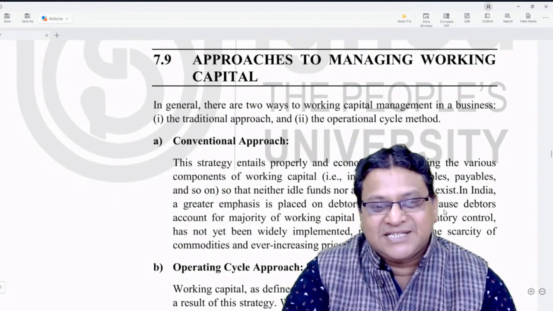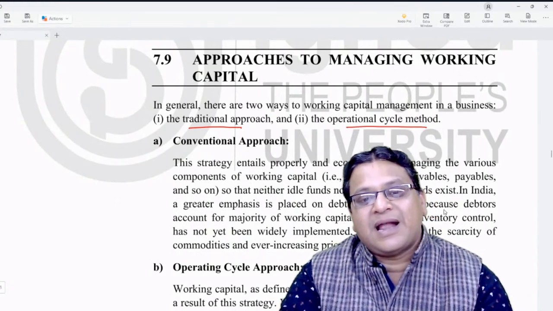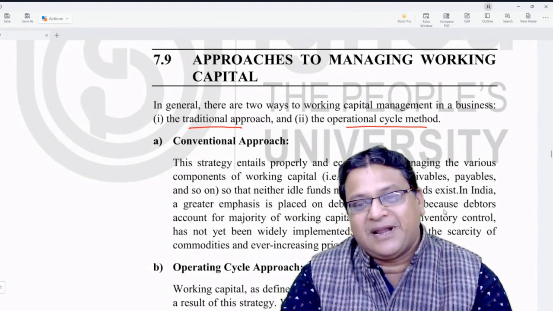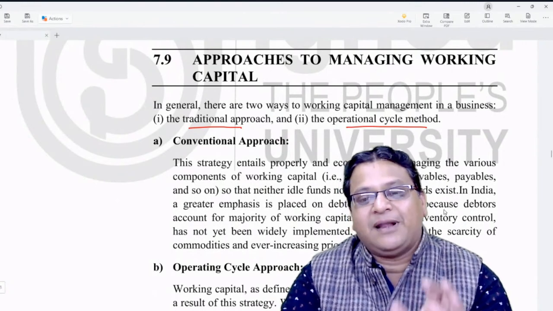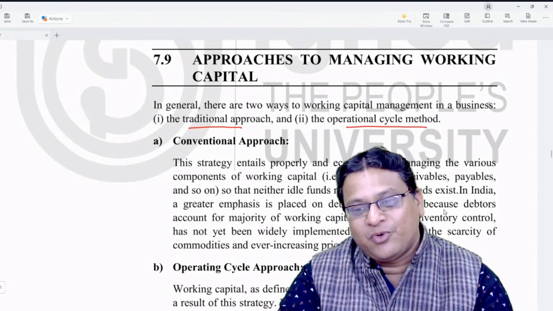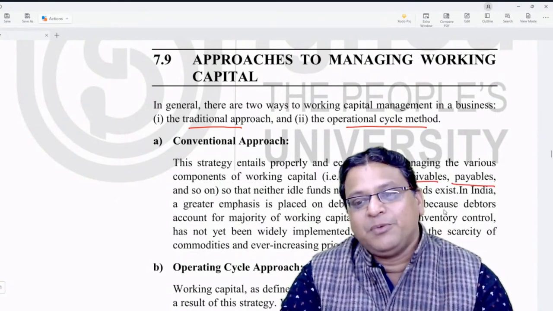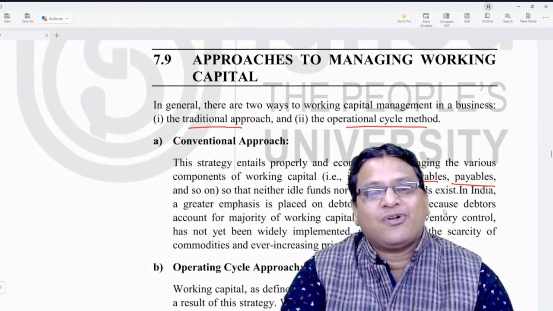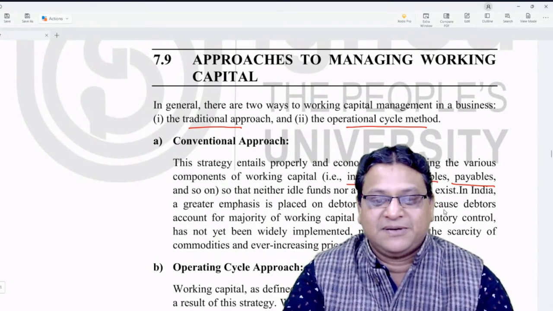One is the traditional approach. Another is the operational cycle approach. Traditionally, we focus on managing working capital by looking at each element of working capital. That means we are focusing on inventory management, receivable management, payable management, and cash management. This is the conventional or traditional approach of working capital management.